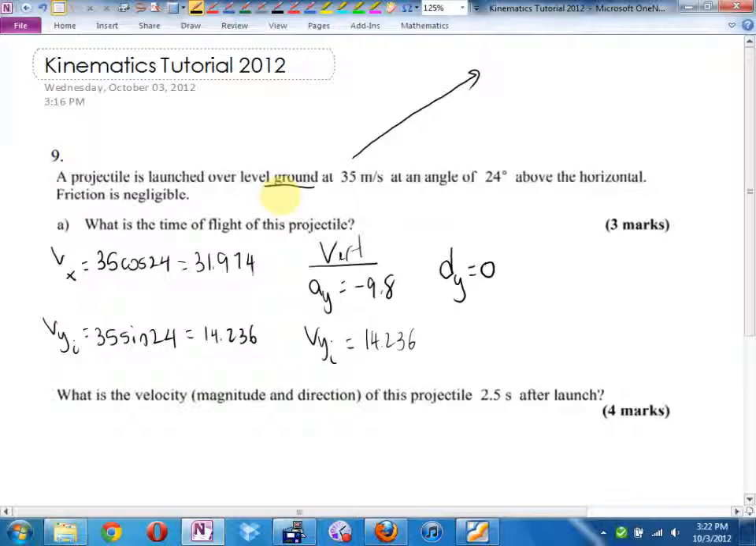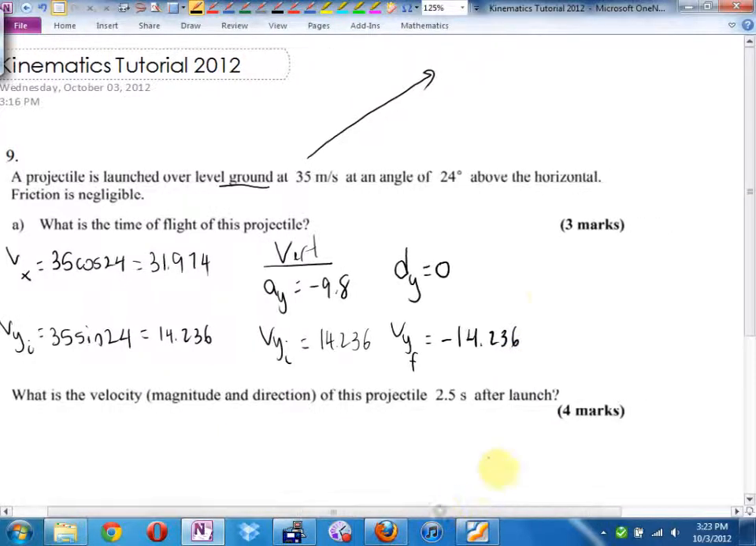What's my displacement vertically then? 0. Have I traveled horizontally? Yeah, but that's not what I'm after. I'm saying my vertical displacement, I didn't go anywhere. So I could use that. And I do know Vy final, because if I'm starting and ending on the same height, I can use what goes up must come down. I know Vy final is negative 14.236. I left the ground going up at 14.236. I'm coming back down at 14.236. How do I show down? Negative. I think I would choose to use t equals Vf minus Vi all over a.